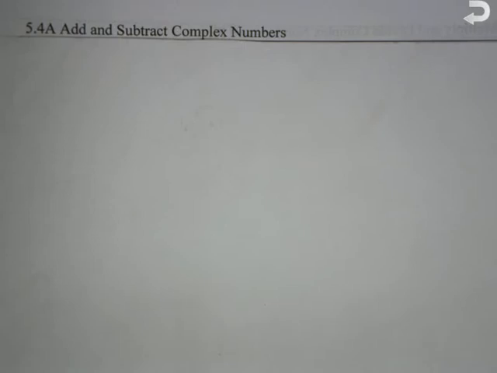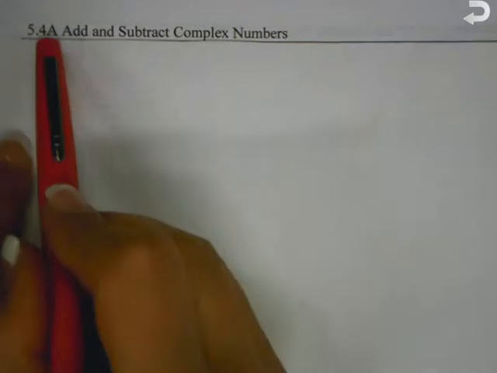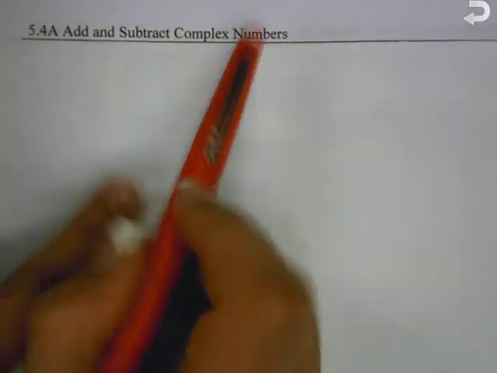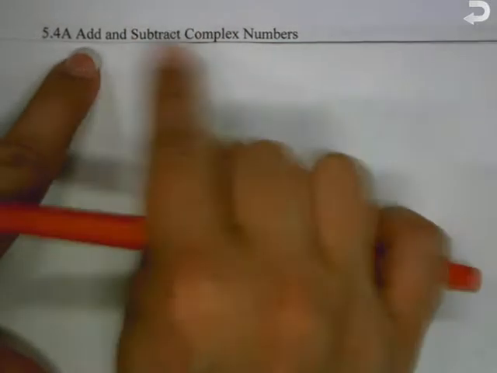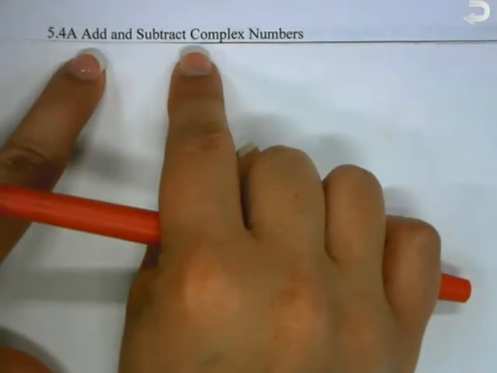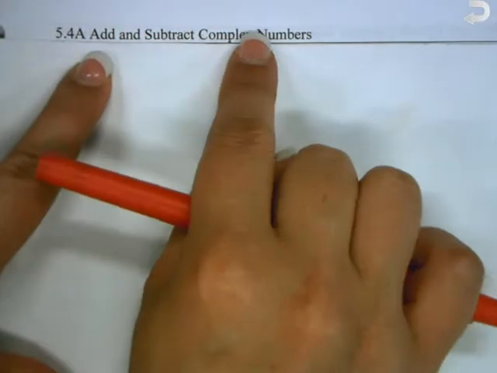All right, 5.4 has to deal with what we call complex numbers. We split 5.4 into two sections, 5.4a and 5.4b. 5.4a, we're just adding and subtracting complex numbers. So what do you think 5.4b is going to be? Multiplying and dividing. Today we're just adding and subtracting them. Okay, so what we just talked about with the square roots is actually going to help us.